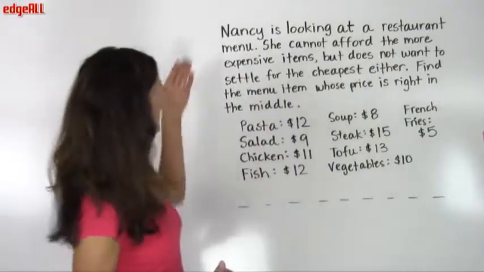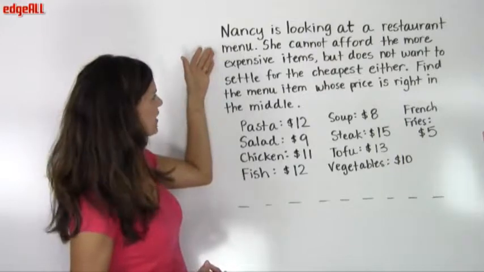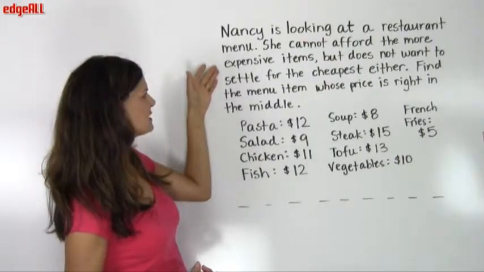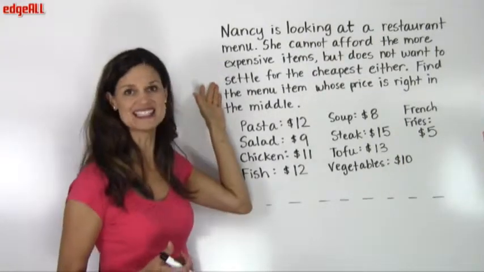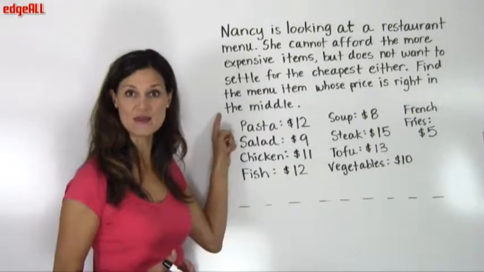Let's look at an example. Nancy is looking at a restaurant menu. She cannot afford the more expensive items, but does not want to settle for the cheapest either. Find the menu item whose price is right in the middle.